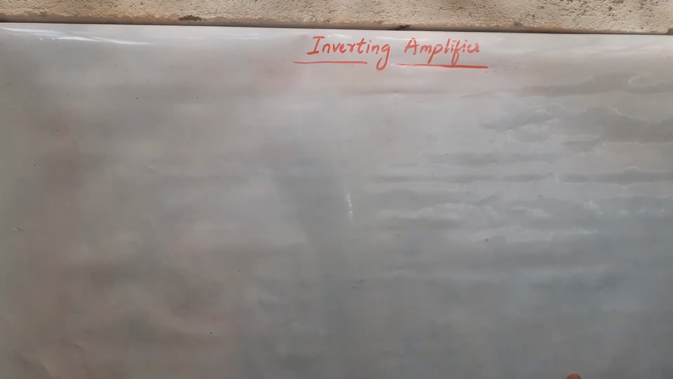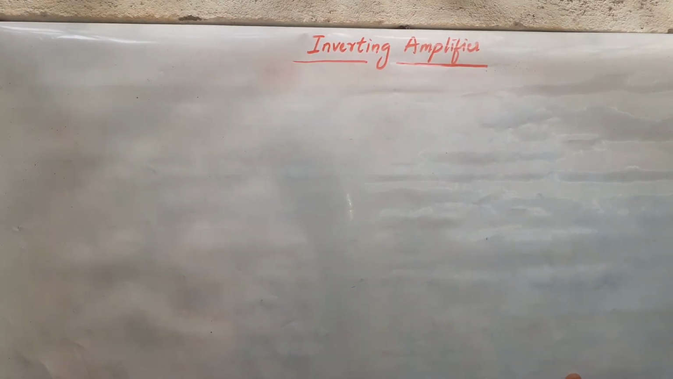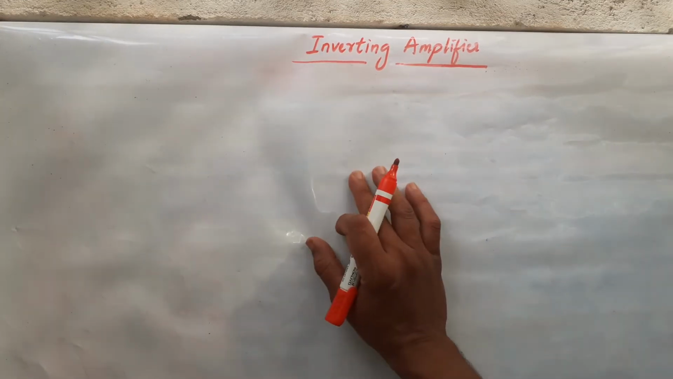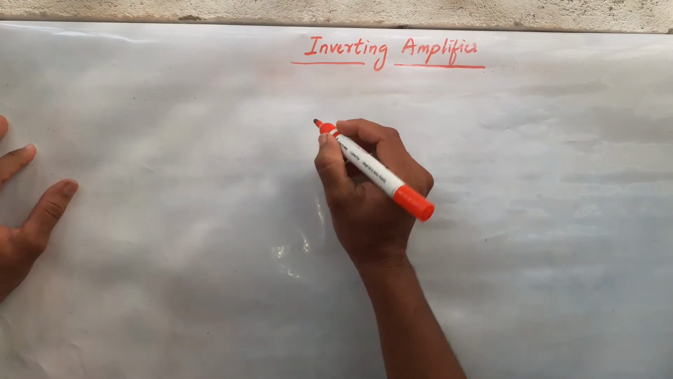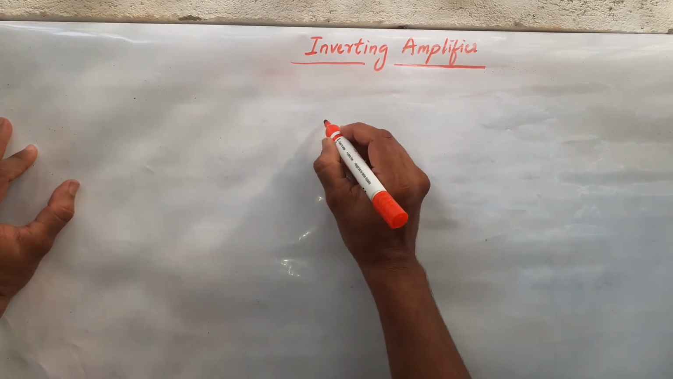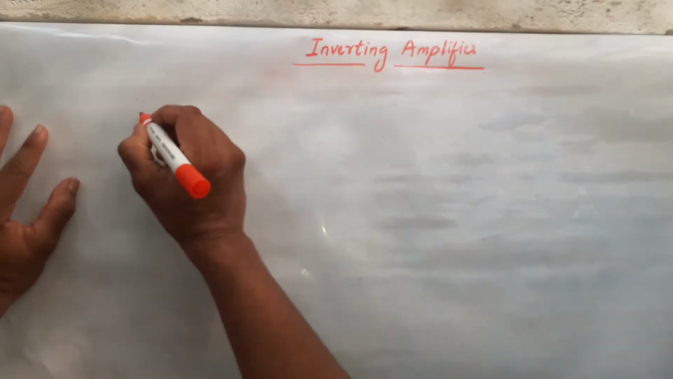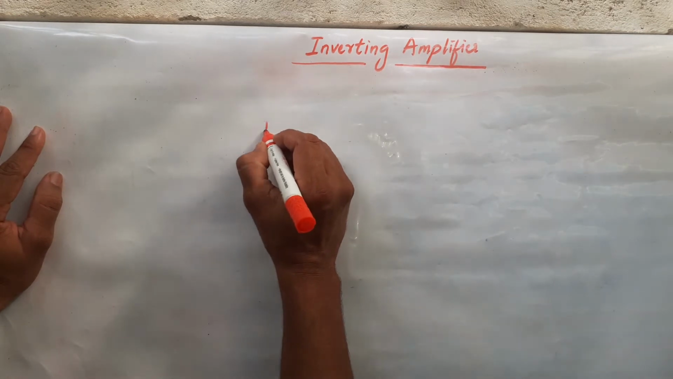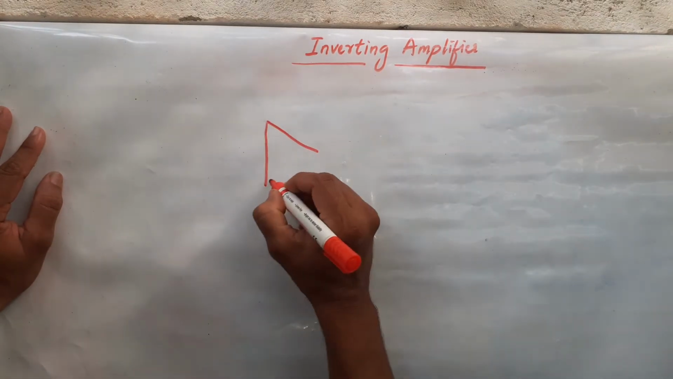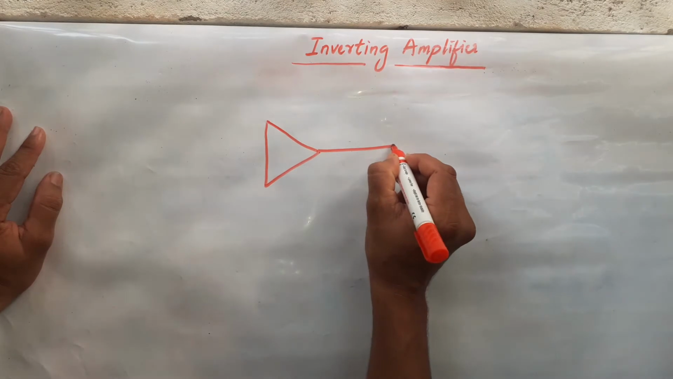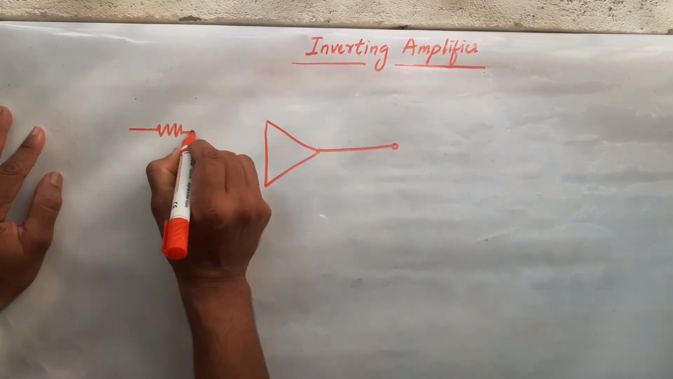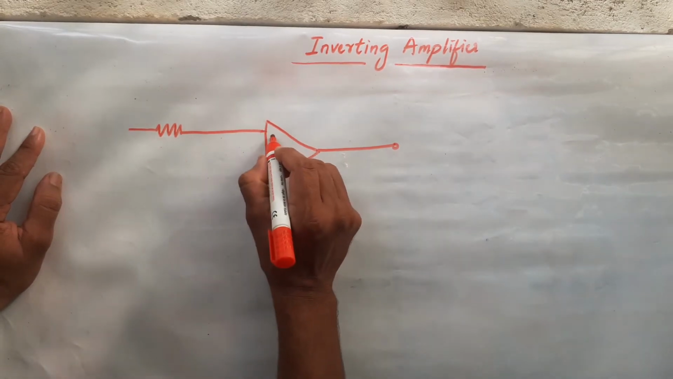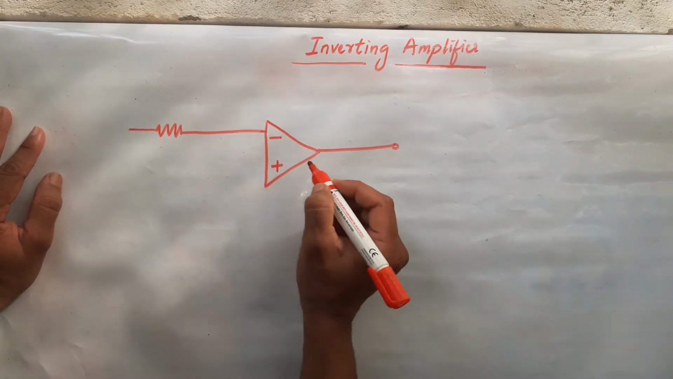Hello students, our today's topic is inverting amplifier, that is ideal inverting amplifier. Let me draw how an ideal inverting amplifier looks like. This is your inverting terminal, this is your non-inverting terminal.